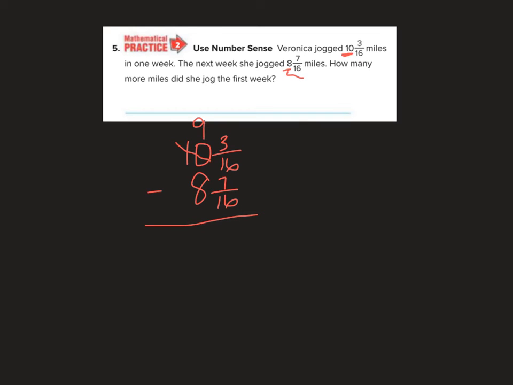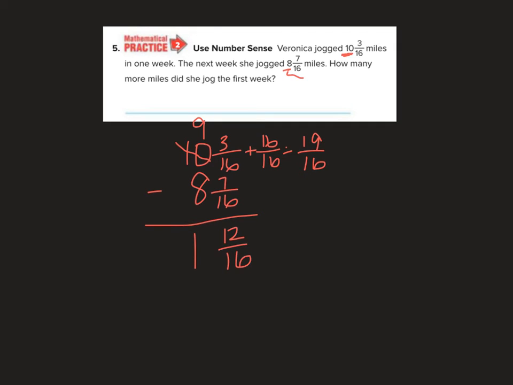Make my 10 a 9. I'm taking 1 away, and I'm adding it to the other side. 3 plus 16 equals 19/16. Okay, and then I'm going to subtract. 19 minus 7 is going to give me 12/16. 9 minus 8 is going to give me 1.